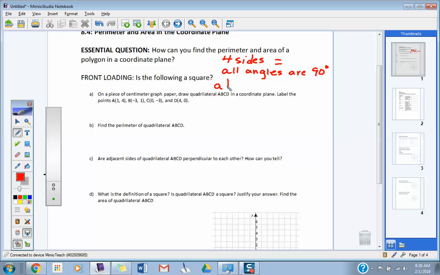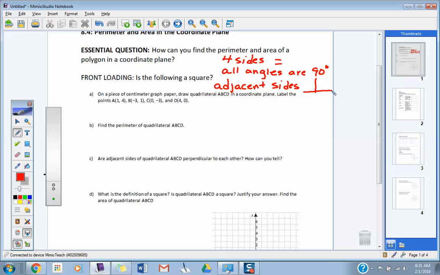Adjacent sides are perpendicular. I use an upside down T for perpendicular. Okay, upside down T for perpendicular. Notes are over there.